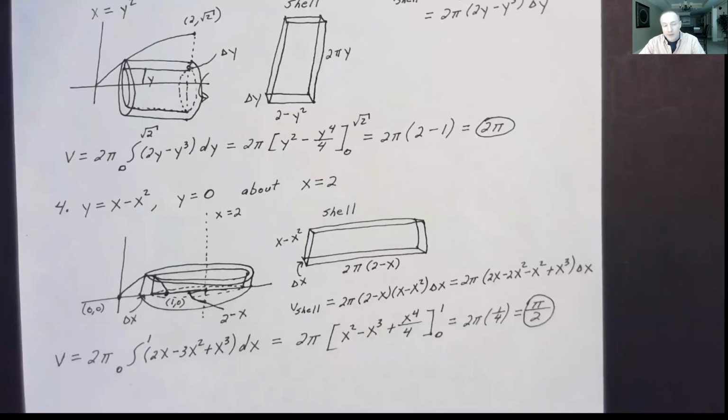For number 4 here, let's say I'm looking at the region bound between y equals x minus x squared and y equals 0. That's, remember, y equals 0 is just the x-axis. And I'm asking you to rotate that region about the line x is equal to 2. So ideally, you always want to use shells about any vertical axis of revolution. Well, we have that here.